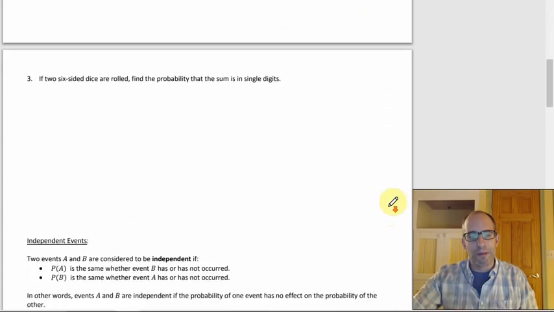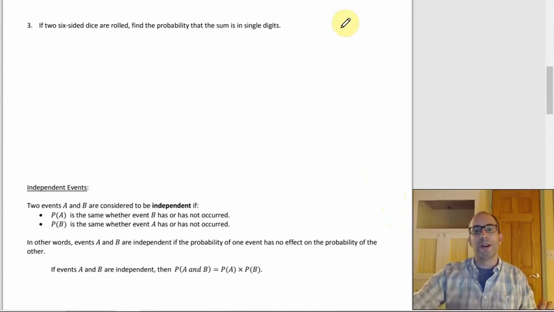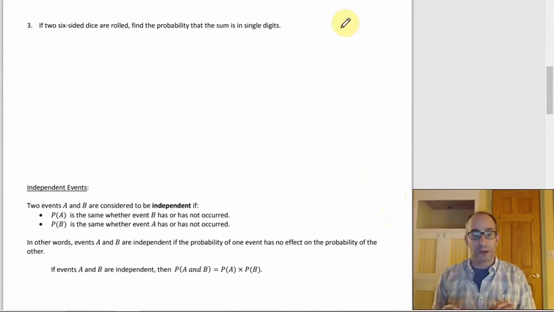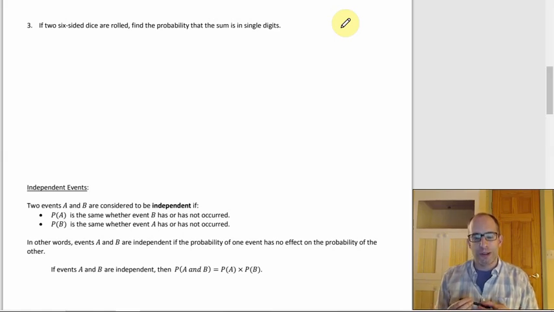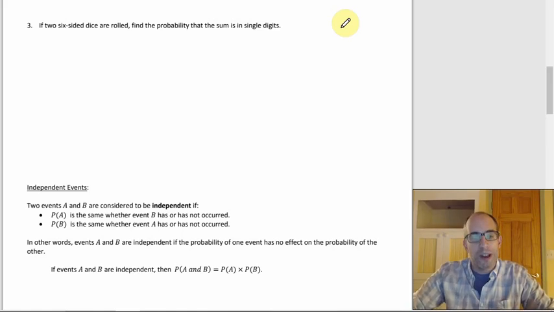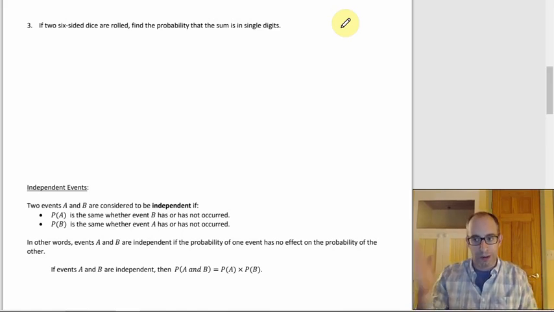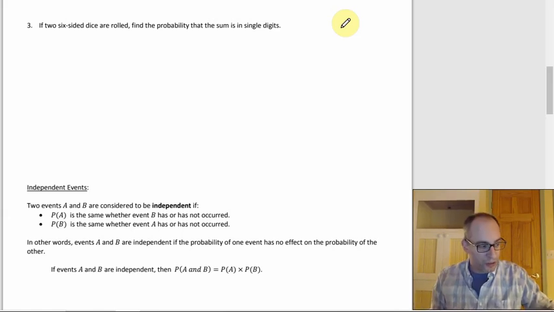All right, number 3. This is another one where using the complement will make things shorter. So if 2 6-sided dice are rolled, we want to find the probability that the sum is in single digits. Well, we've had this before, the idea of rolling 2 6-sided dice. You have 36 possible outcomes if you differentiate between the first die and the second die, because you have 6 outcomes on the first die, 6 on the second. So your sample space is going to have 36 ordered pairs in it.